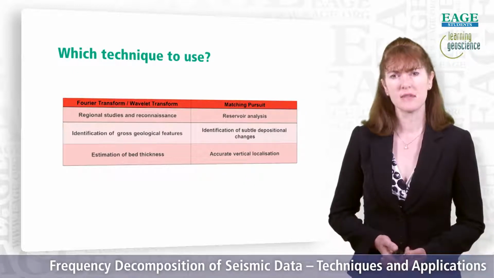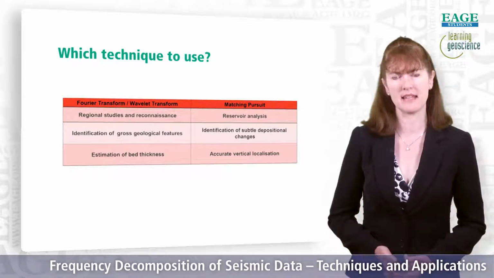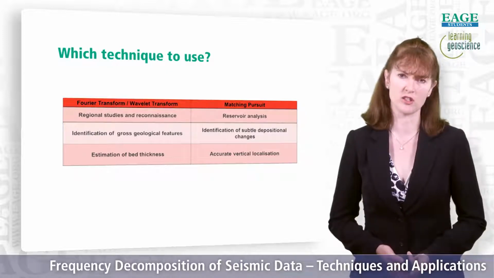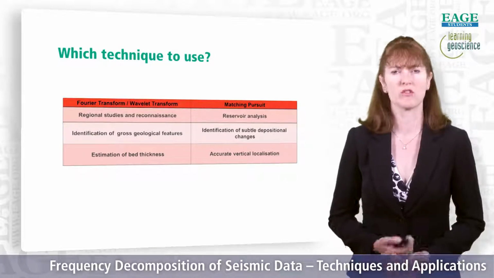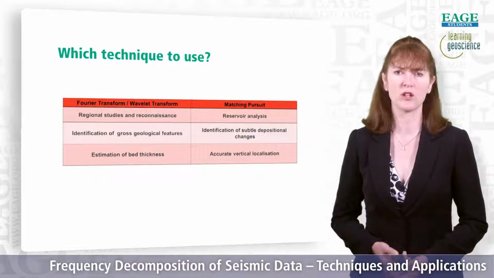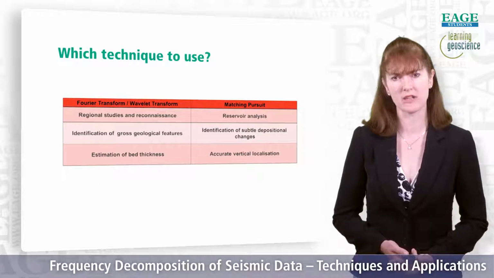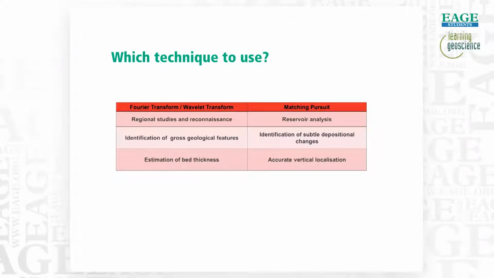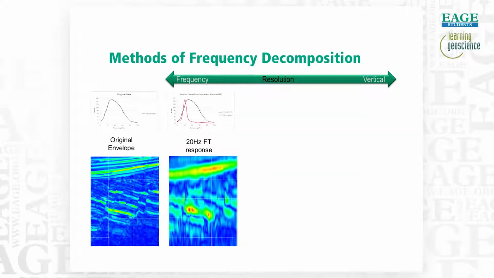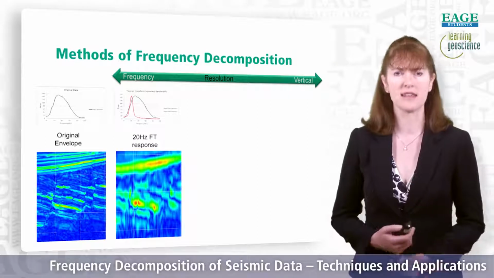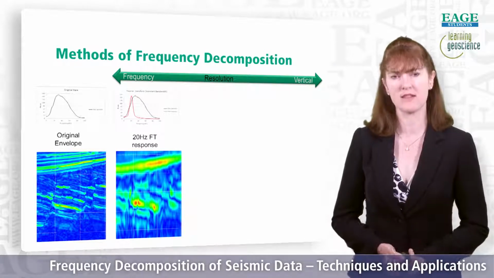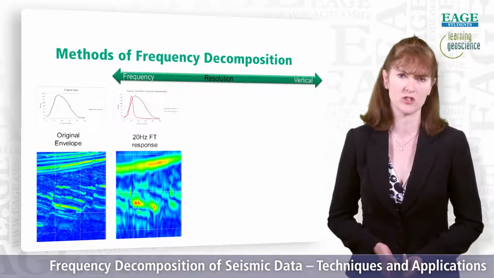On the other hand, something like a matching pursuit-based technique where you've got good vertical resolution is very good if you're doing reservoir analysis, if you're looking to identify subtle depositional changes, and if you want accurate vertical localization in your results. This can be seen in this next slide, where we look at the different types of frequency decomposition and the effect that they have on both the frequency resolution and the vertical resolution.